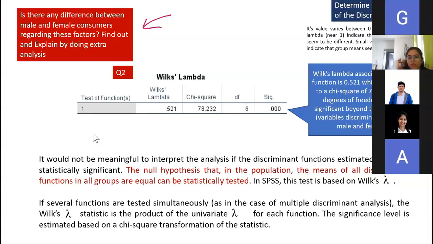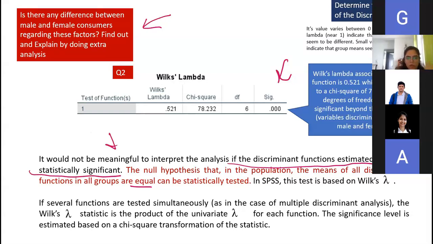Wilks lambda, it would not be meaningful to interpret the analysis if the discriminant functions estimated were not statistically significant. So the null hypothesis is that the means of all discriminant functions in all groups are equal. And then you get the significant value, it says the means are different. So there is a discrimination between male and female. That's how you say that this is significant.